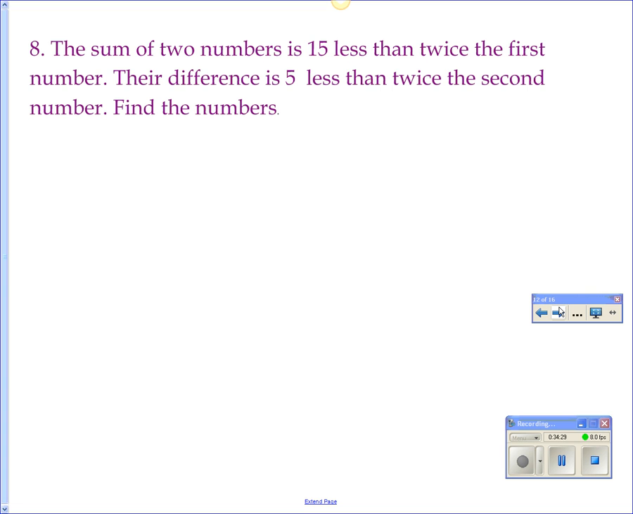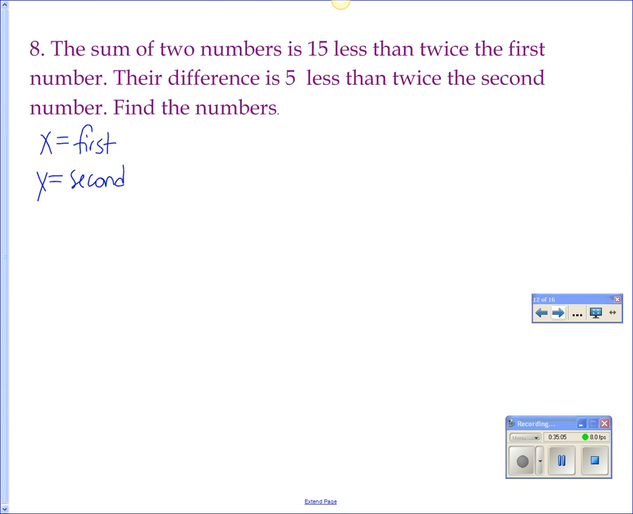The sum of 2 numbers is 15 less than twice the first number. Their difference is 5 less than twice the second number. Find the numbers. All right, are we ready? Here we go. What do you want X and Y to be? Anybody? First number and second number. Good. All right, even if you have trouble with these, please write them down and see what we're doing up here.